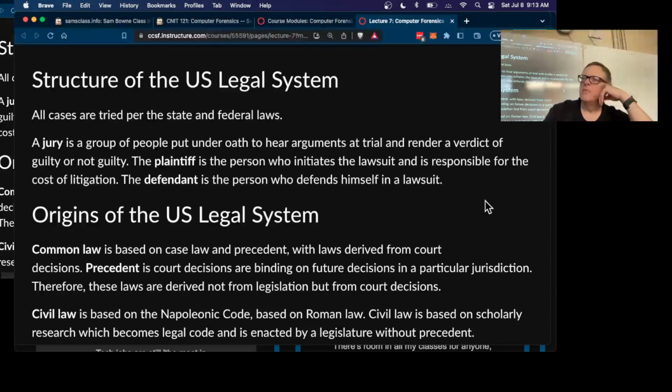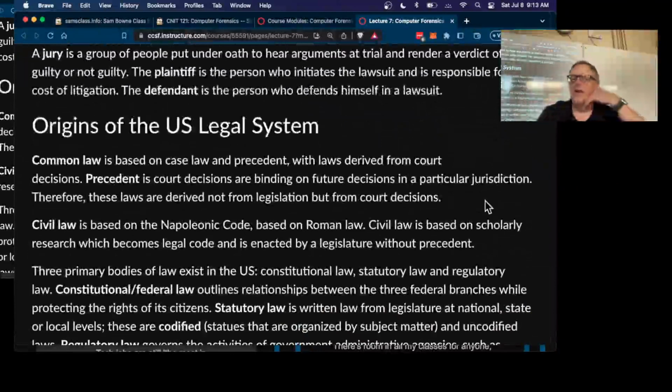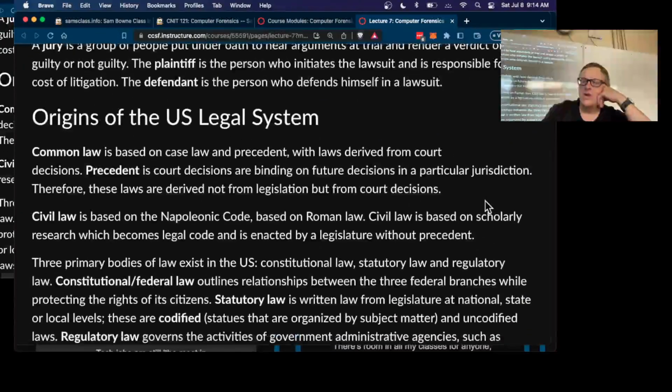So a jury is a group of citizens chosen to decide if someone is guilty or innocent. The plaintiff is the person who is complaining about something, and the defendant is the person defending themselves. And the most common situation is a financial lawsuit here. That's civil law, although computer forensics is important in criminal law too.